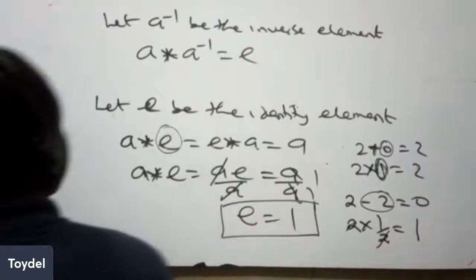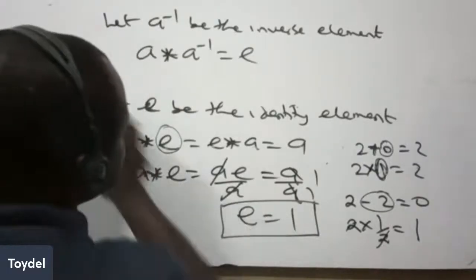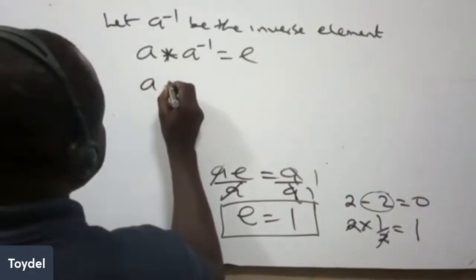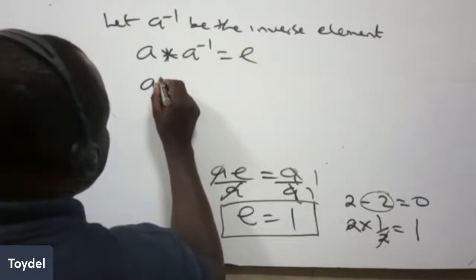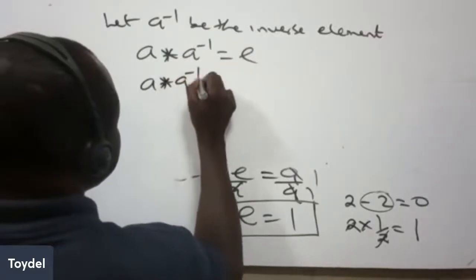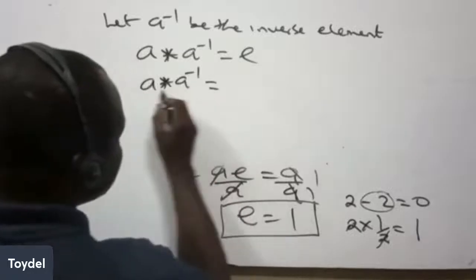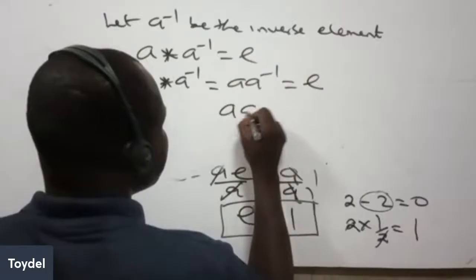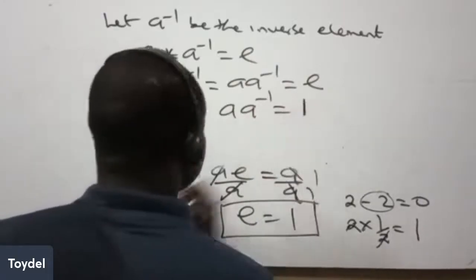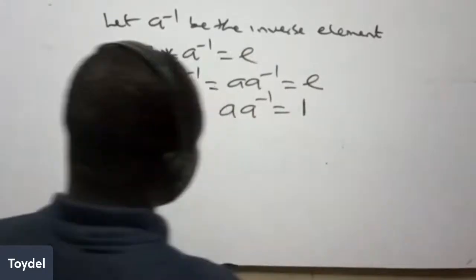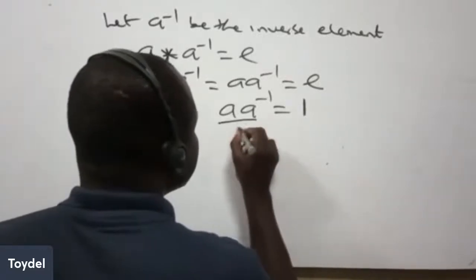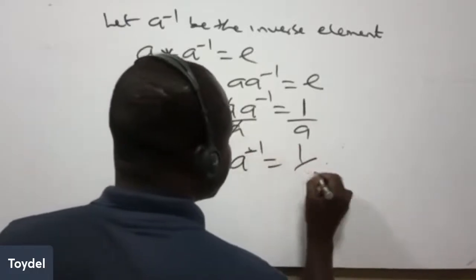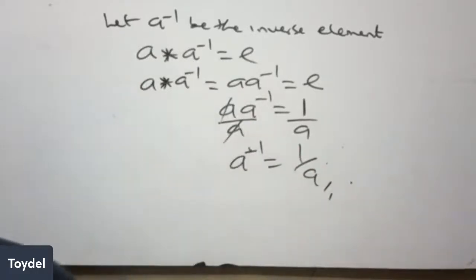That's the logic. So in this case now, the identity is 1. Then how do I get my inverse element? This is what we do. I will say A asterisk A inverse is equal to the identity. A multiplied by A inverse will be equal to the identity, which is 1. Then what is my inverse element? A inverse, now we divide both sides by A. A will take care of A. So A inverse will now be 1 all over A. And that is what we are expected to get.